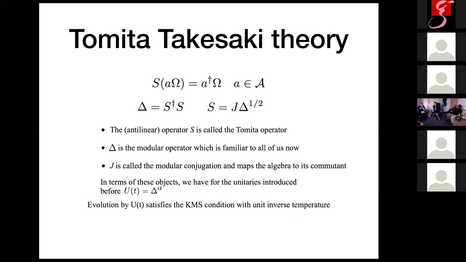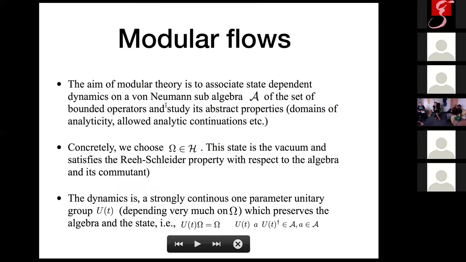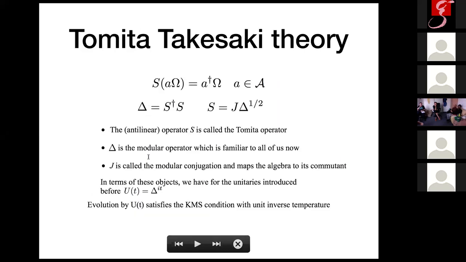So this is basically the object that we are interested in throughout this talk. What is U of t for a general state? Some things that I have not specified in the slides, but which you should always keep in mind, is that this operator delta is always associated with the choice of omega. So this is what I meant by state-dependent dynamics on A. If you change omega, this delta and U of t will change. And what we are trying to do is study it for states other than omega.